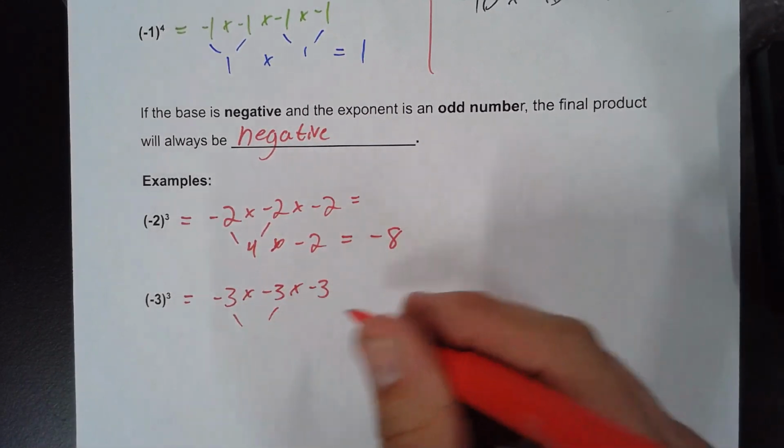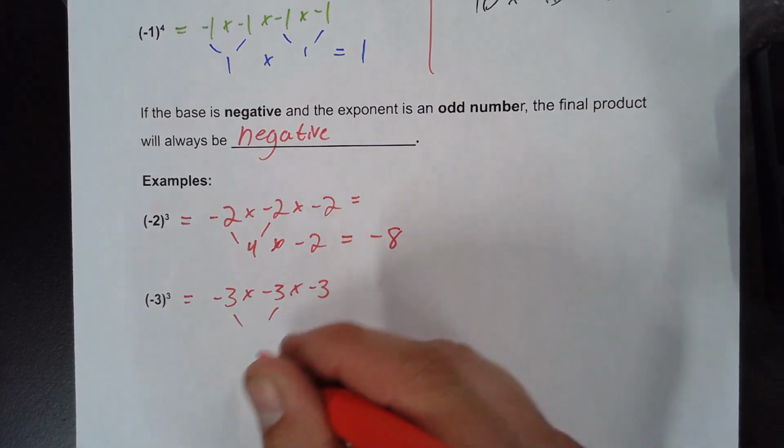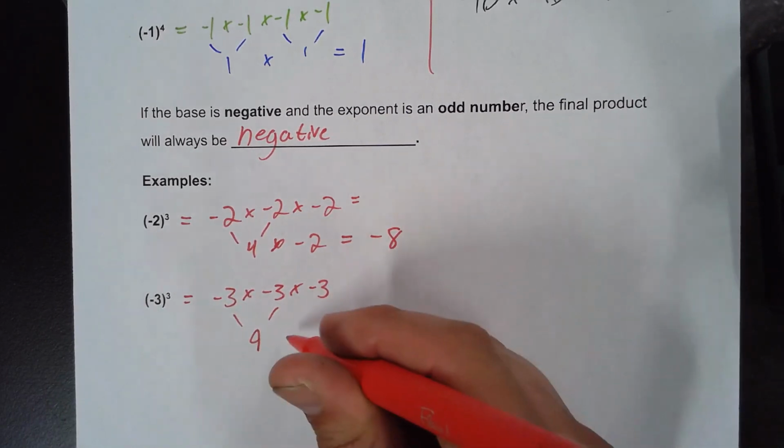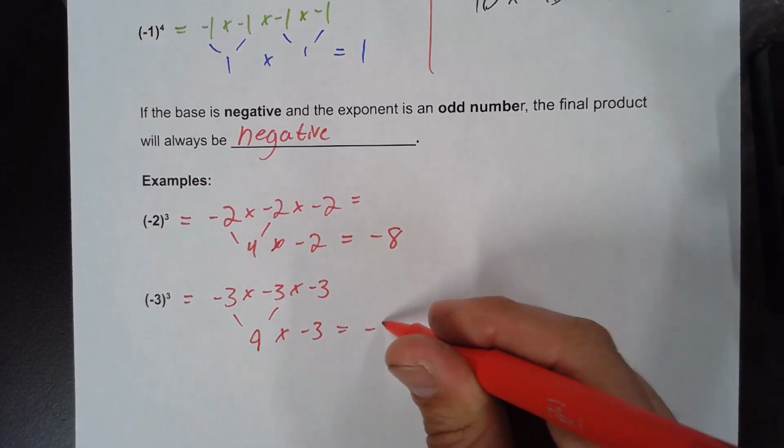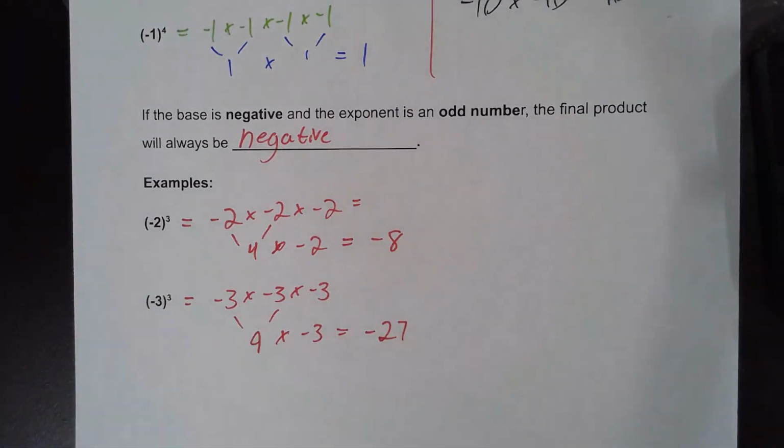Now I'll do this one quickly for you guys. Negative 3 times negative 3 is a positive 9, but I still got to bring my negative 3 down. So that's a negative 27. You guys don't have to break it down like this. I'm going to show you a shortcut on the calculator in a second, but I just want you to remember that rule.